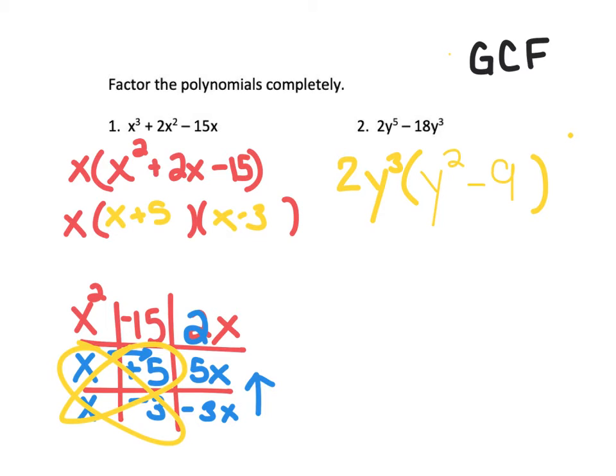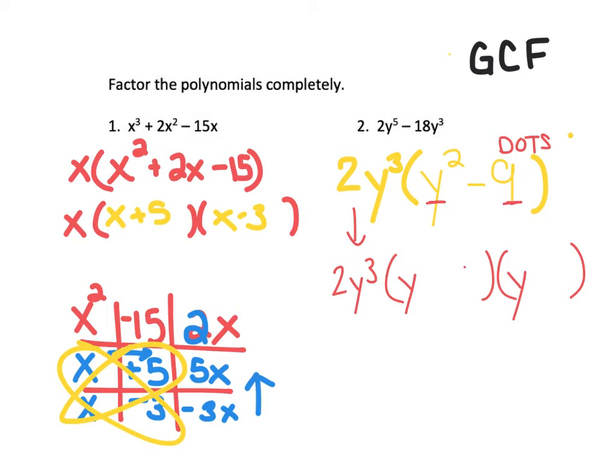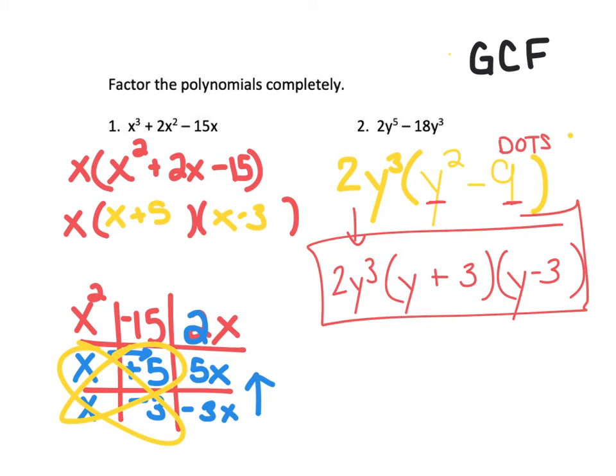Now I'm hoping that you recognize this as the difference of two squares or the dots pattern. Difference of two squares. This is where, just bring down my 2y cubed, it factors into two binomials. This is a perfect square. You take the square root of it, it's y. 9 is a perfect square. The square root is 3. The pattern is one's a plus and one is a minus. Okay, there it is, completely factored.